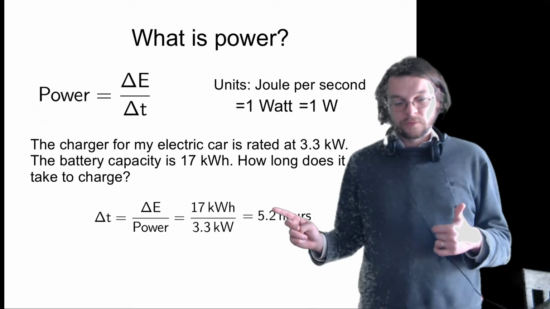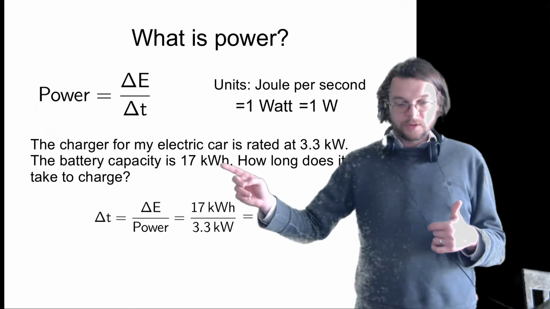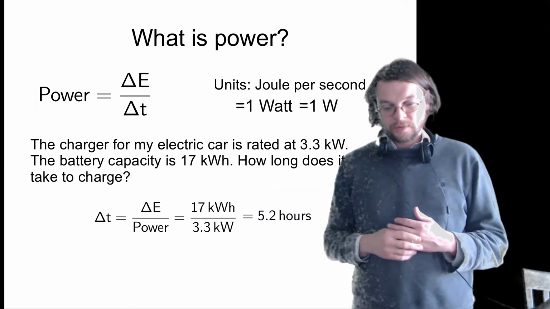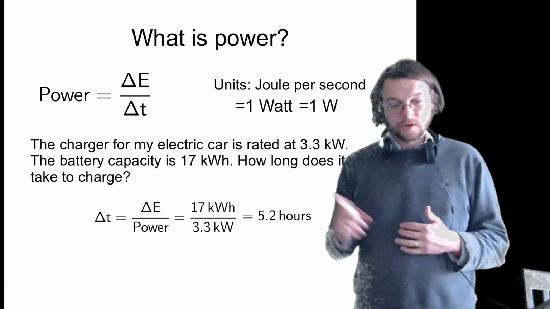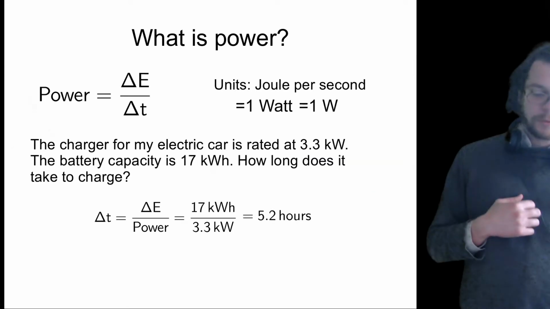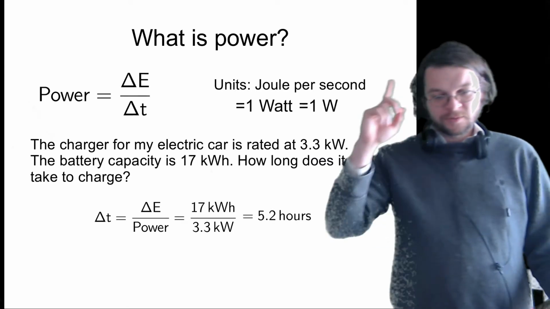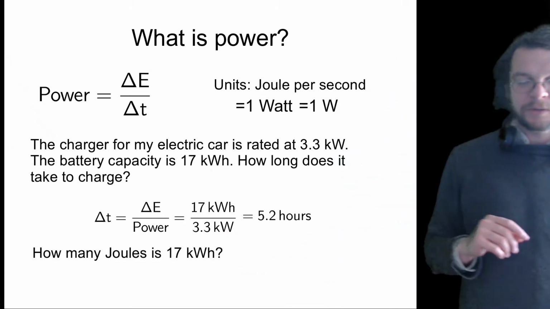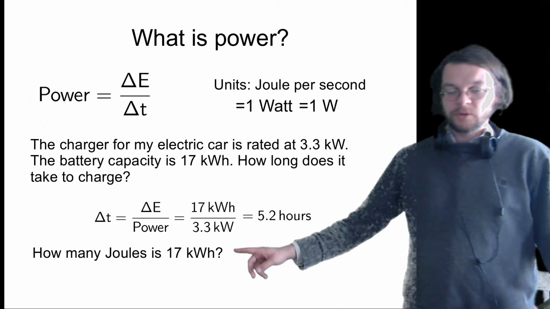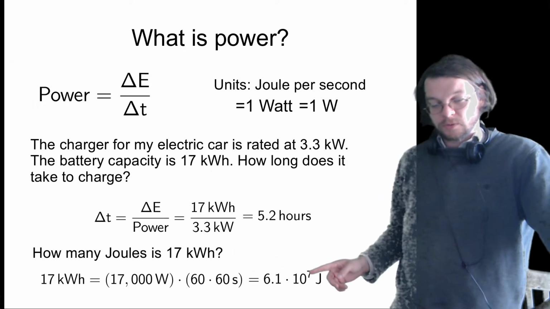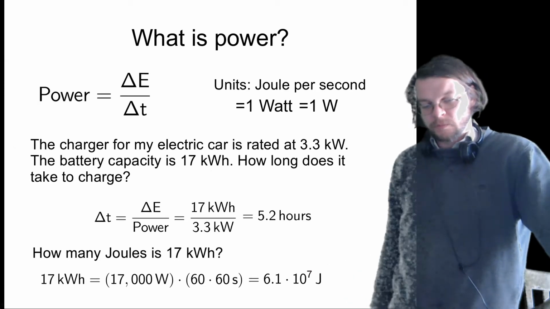And sure enough, if that car that I used to drive is all the way depleted of charge, it takes 5 hours or so to get it all charged up on a 3.3 kilowatt charger. So that's a nice example of this. Thankfully my car now, I can charge it with much higher power, so I have a Nissan Leaf now. Anyway, how many joules is 17 kilowatt hours? You can multiply it out like this. It's quite a lot of joules, by the way. But it takes a lot of joules to drive a car, so there you go.